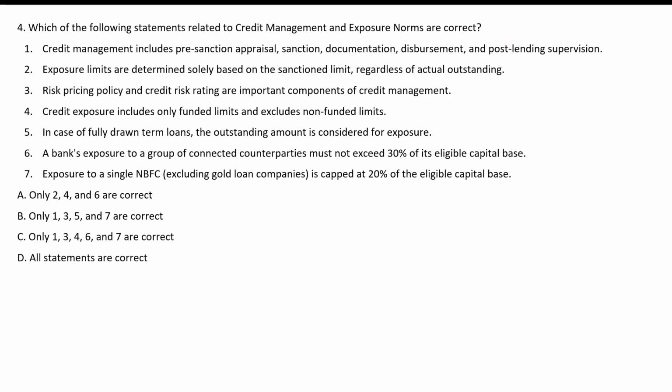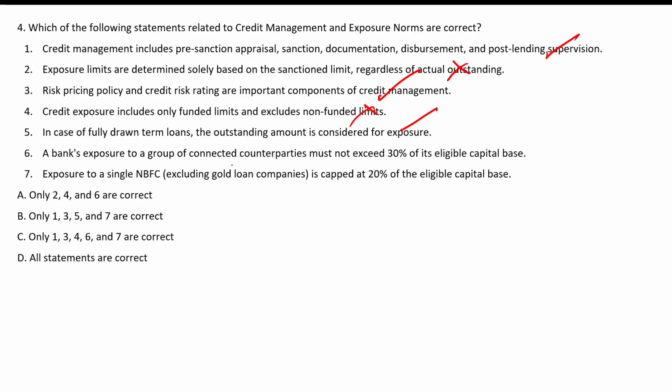Which of the following statements related to credit management and exposure norms are correct? Credit management includes pre-sanction appraisal, sanction, documentation, disbursement, and post-lending supervision. So all five steps are there. So this is correct. Exposure limits are determined solely based on the sanction limit regardless of actual outstanding. No, this is not correct. Risk pricing policy and credit risk rating are important components of credit management. Yes, they are important components. So this is correct. Credit exposure includes only fund limits. No, it includes fund plus non-fund limits. So in case of fully drawn term loans, the outstanding amount is considered for exposure. Yes.